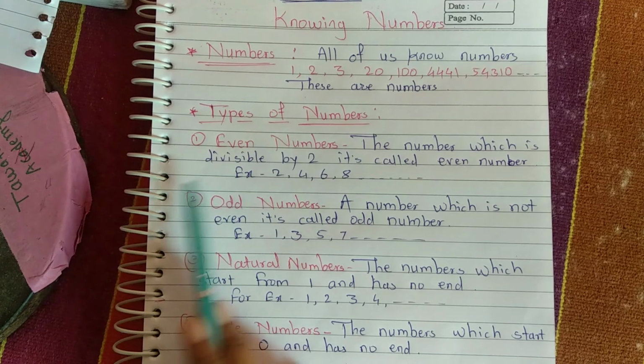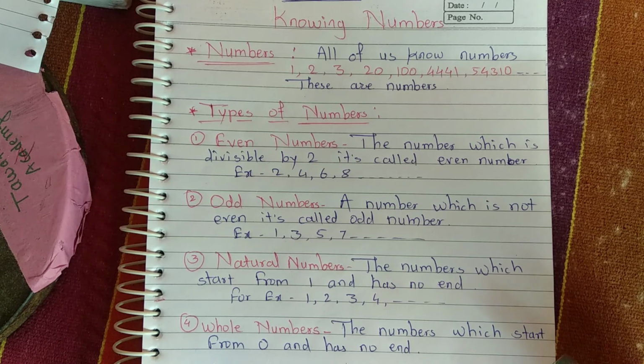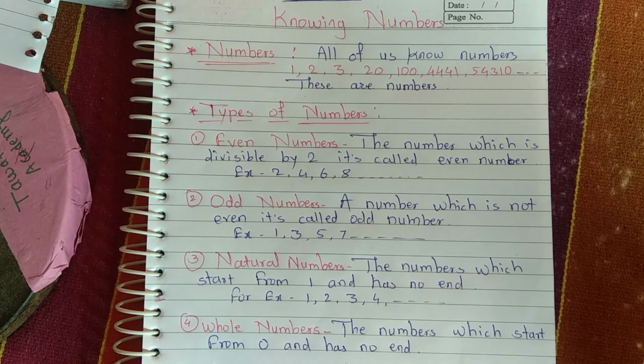Types of numbers. First type is even numbers. Even numbers means what? The numbers which are divisible by 2 are called even numbers. For example, 2, 4, 6, 8, 10, and so on. Means here remainder must be 0. Next, second type is odd numbers. A number which is not even is called an odd number. For example, 1, 3, 5, 7, and so on.